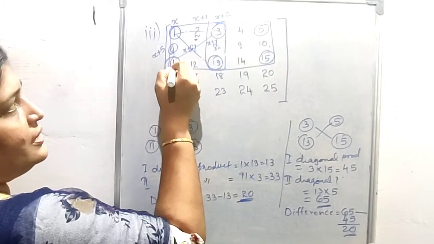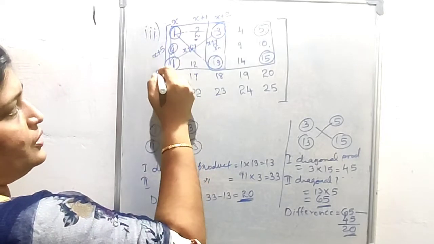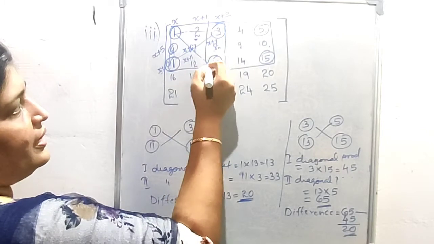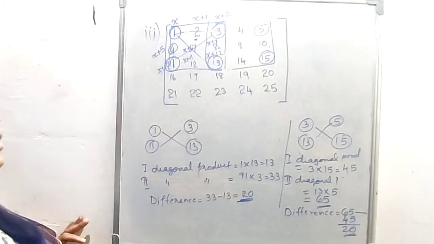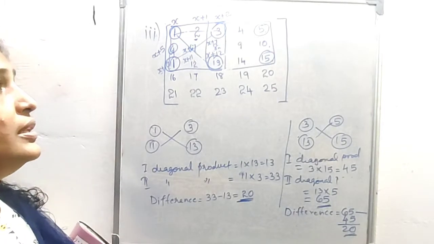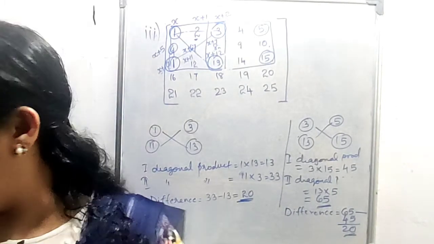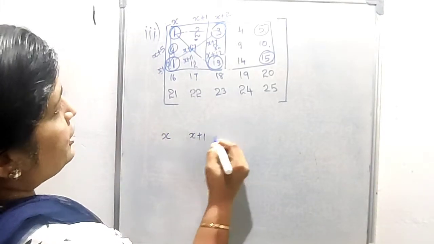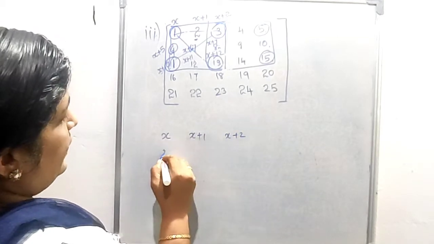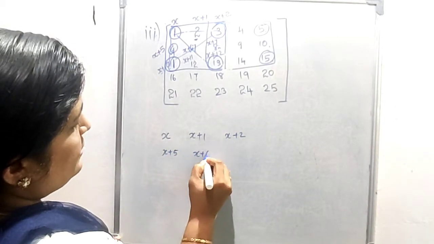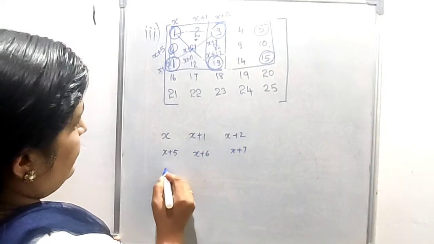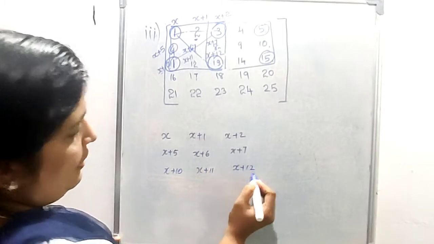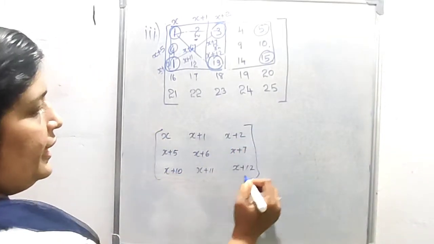And the 11, this is 1 plus 10, so this number is x plus 10. And this one is x plus 11, and this is x plus 12. So these are our 9 numbers, a square of 9 numbers. I am just rewriting these numbers here: x, x plus 1, x plus 2, then x plus 5, x plus 6 and x plus 7, and in the last row x plus 10, x plus 11 and x plus 12.